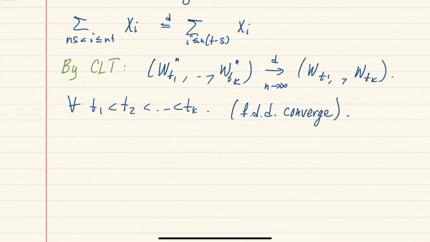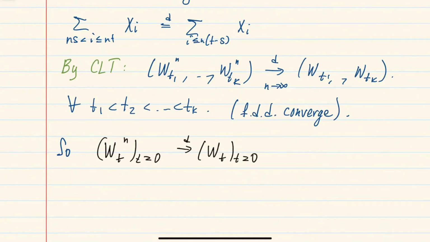And in order to conclude that these processes converge, as processes on the space of continuous functions, it just remains to prove the uniform tightness of this sequence. So the result that we want to prove, the Donsker invariance theorem, is that as a process, this converges in distribution to a Brownian motion on the space of continuous functions on the positive half line.